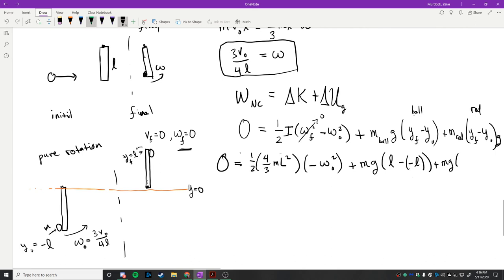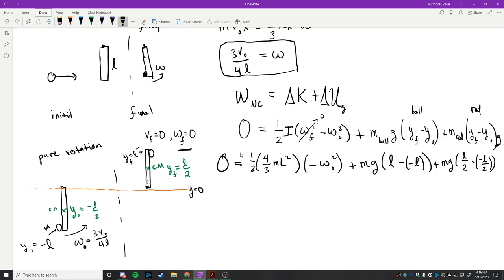Well, the rod basically went, and this is where we have to think about center of mass. The center of mass of the rod went from here up to here. So its initial y-coordinate should be something like negative L over 2, and then its final y-coordinate should be something like positive L over 2. Right? So plugging that in over here, y final for the rod is L over 2 minus negative L over 2.